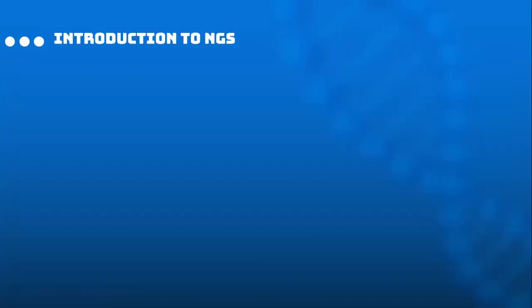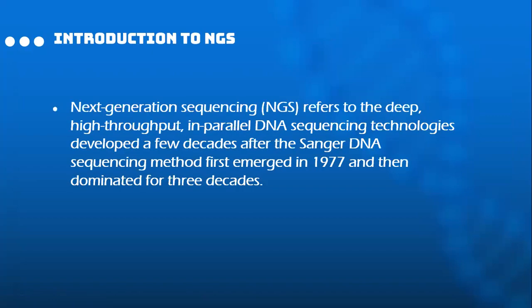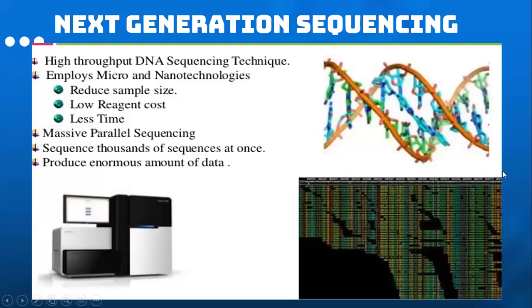So coming to an introduction to NGS. What is NGS? Next generation sequencing refers to the deep high throughput in parallel DNA technologies that developed a few decades after the Sanger sequencing method first emerged in 1977. What are the advantages of NGS? It is a high throughput DNA sequencing technique. It employs both micro and nanotechnologies, and only a small amount of the sample is necessary for sequencing. The cost of the reagents is also low, and the entire technique requires less time than the older sequencing techniques.